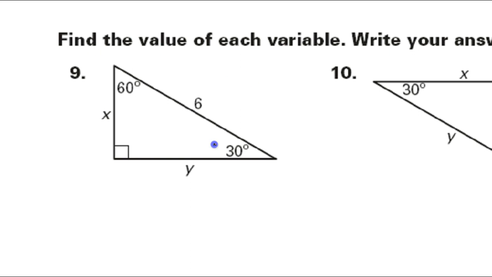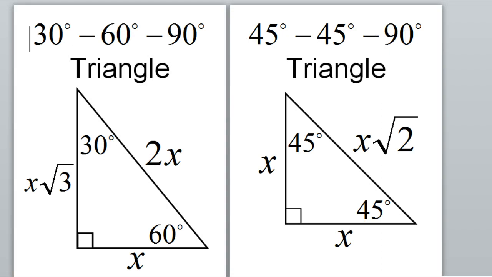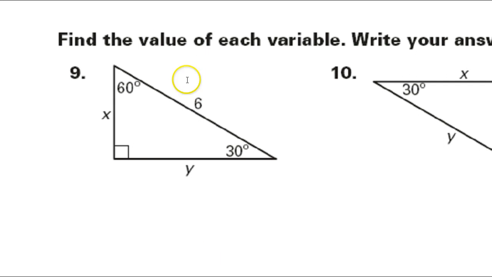Find the value of each variable. Okay. They gave us the hypotenuse. All right. So here's a way you can sort of think about it. Well, this one's pretty easy. We know the pattern for a 30, 60, 90 triangle is like this. Now, instead of using x's, I'm going to use some other variable. Okay? I'm going to use b's for Burton.